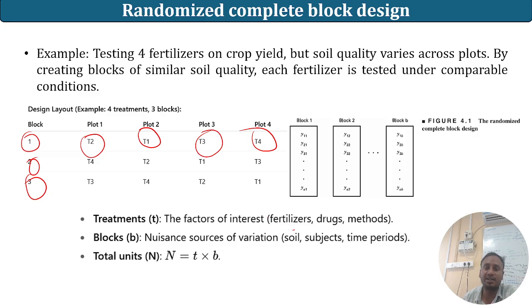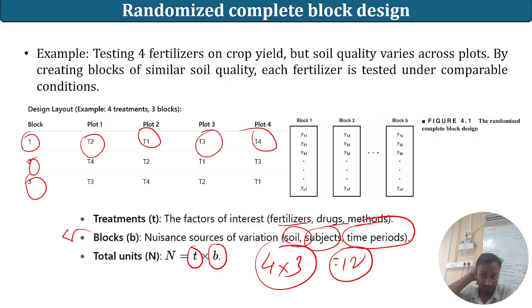Treatment is the factor of interest, like fertilizer, drugs, methods. Block is a nuisance factor of variation, like soil, subjects, or time period. Unless we talk about the interactions, this will behave like a nuisance only. So what will be the total number of units? The number of treatments into blocks. We have four treatments into three blocks, so the total will be 12. So this is the whole idea of RCBD.